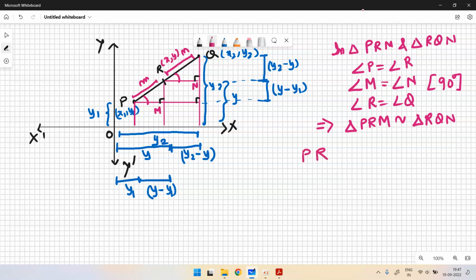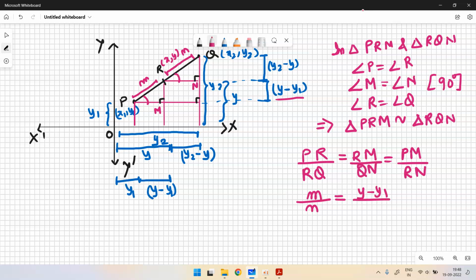Since these two are similar, it implies PR by RQ, nothing but, taking the sides one by one, RM by QN equals PM by RN. What is PR by RQ? You can see that this is M and this is N, equals Rn. What is Rn? Rn is y minus y1. What is Qn? It is y2 minus y. What is Pm? Pm is, you can see from here, x minus x1.